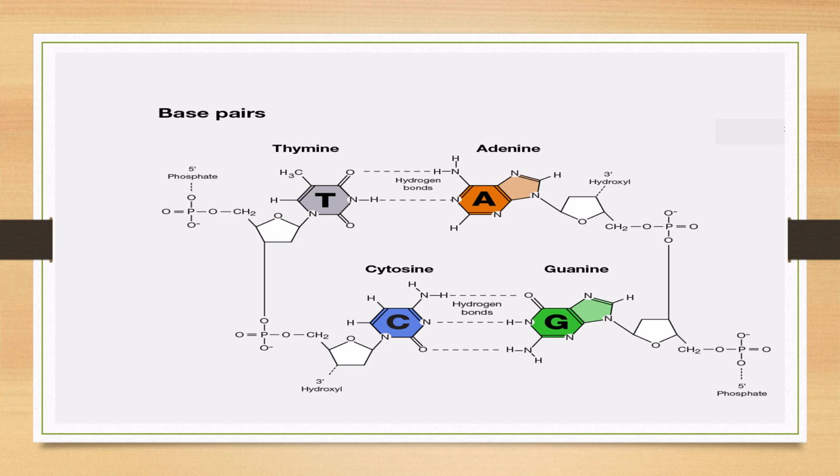Now this is a structural feature which depicts the base pairing. Thymine always pairs with adenine with two hydrogen bonds, and cytosine pairs with guanine and this is held together by three hydrogen bonds.